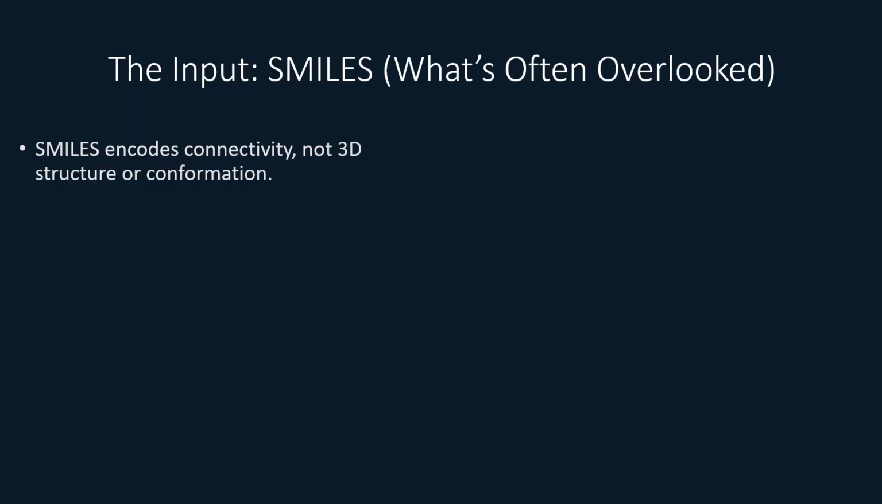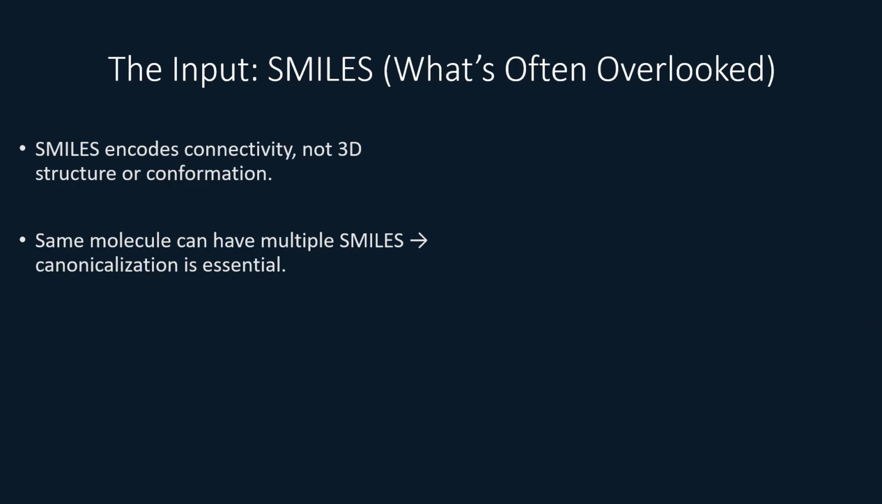So SMILES is simply the text format we use to represent molecular structures. What it encodes is connectivity, but not the molecule's 3D shape or conformation. So the same molecule can be written as many different equally valid SMILES strings. Canonicalization helps enforce consistency, but it is important to remember that canonical SMILES are tool specific, not chemically universal.